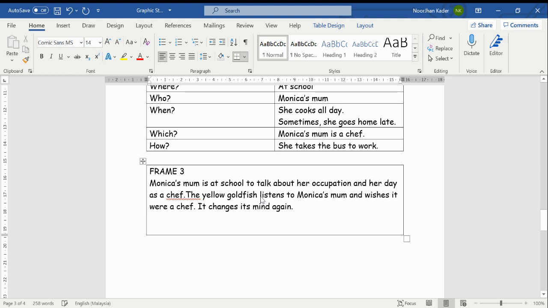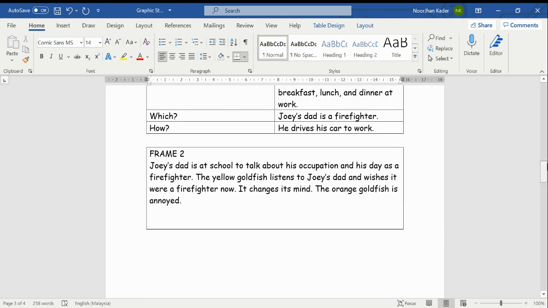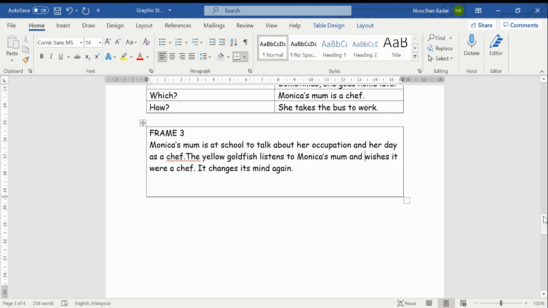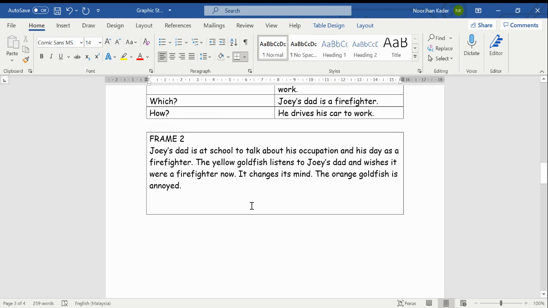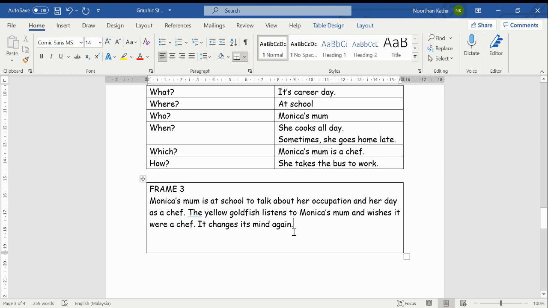Let's see whether it's the same pattern. Wishes it were a chef. So the yellow goldfish listens to Monica's mom and wishes it were a chef, it changes its mind again. First it changes its mind the first time, then the second time it changes its mind again. You see? Because it's a repetition.